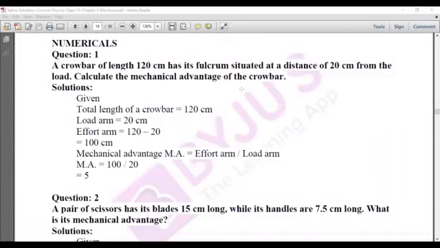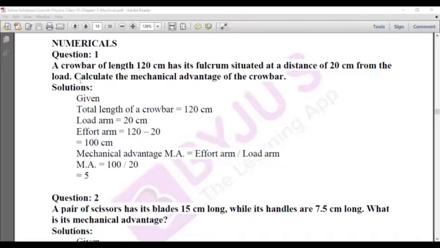And today in this video, we are going to solve numericals from Part A, that is from Chapter 3, Machines. Okay. The first numerical is: a crowbar of length 120 centimeter has its fulcrum situated at a distance of 20 centimeter from the load.